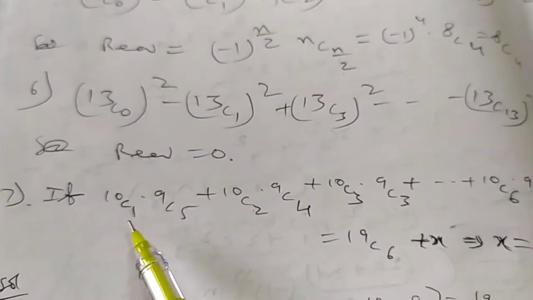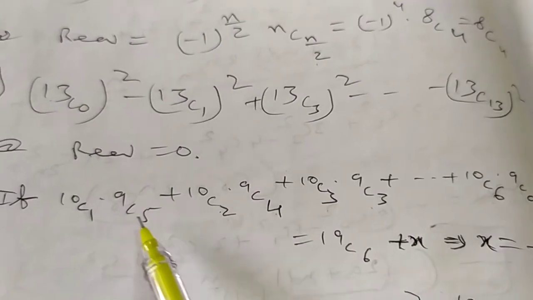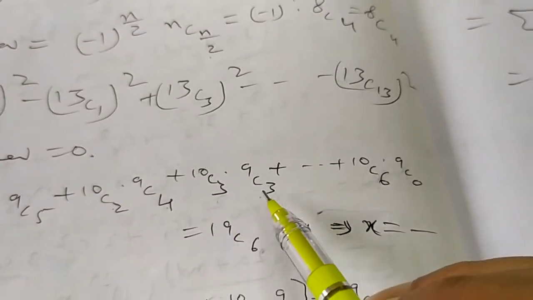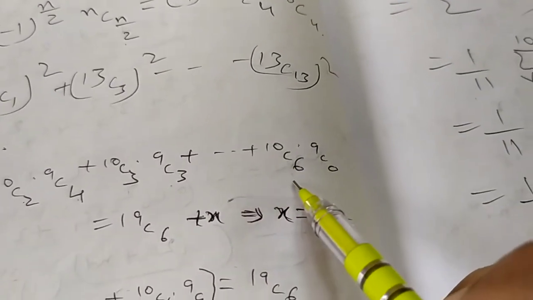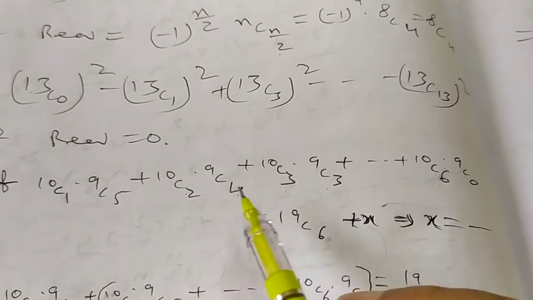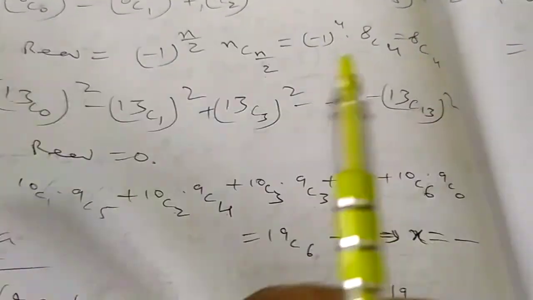See, next one, the seventh one. The value of 10C1 into 9C5 plus 10C2 into 9C4 plus 10C3 into 9C3 plus and so on, 10C6 into 9C0. See, yesterday's notes have the formula related to this one.